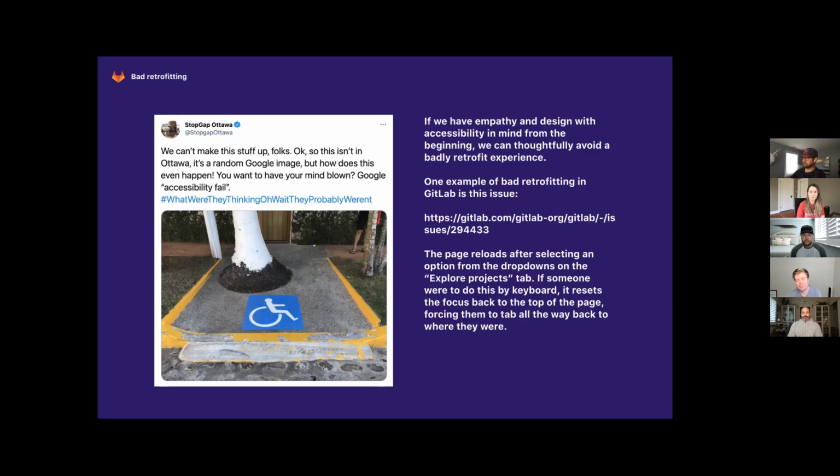And I put a link in here that isn't clickable in the slides, but I did put it in the UX Showcase doc, that in our product is an example of bad retrofitting, where if you're exploring projects and you're only using a keyboard and you're tabbing into those filters, after you select a filter, the page actually reloads and resets the focus point back to the beginning of the navigation. So if somebody was just using a keyboard, they get to this filter, change the filter, then they have to go all the way back. So that's just not a good experience. We would all agree that that's not a good experience. So there's an issue in the doc if you want to take a look and contribute to that as well.